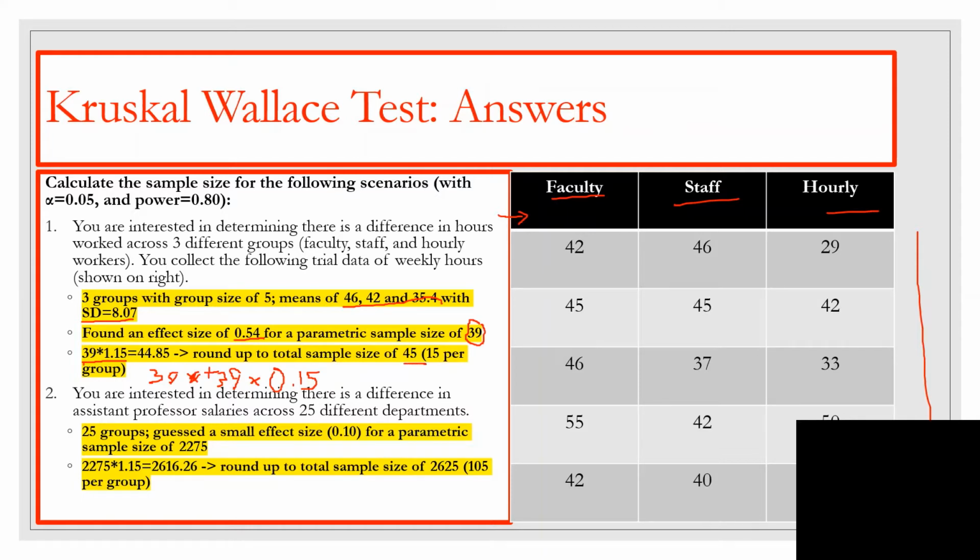Second question, the only information we have is that there's 25 different departments. So there's 25 groups. Now I'm going to guess a small effect size. And so if I plug that in parametrically, it's 2,275, but then we need to add 15% and then round up to get a total of 2,625, which is 105 per group or department.